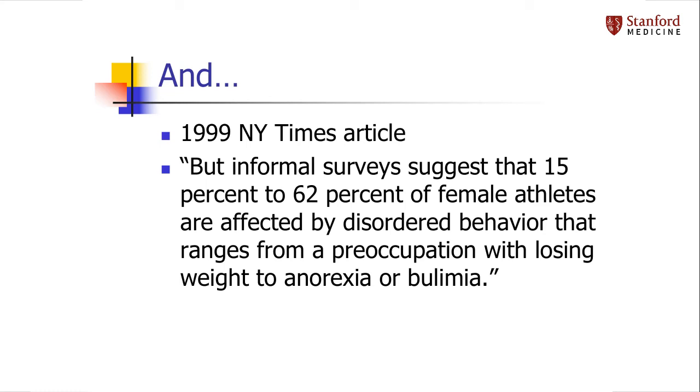Interestingly, I found the following statement in a 1999 New York Times article, and actually they got the closest to getting this right. They say, but informal surveys suggest that 15% to 62% of female athletes are affected by disordered behavior that ranges from a preoccupation with losing weight to anorexia or bulimia. Informal surveys is actually right on the money. So I know that some fact checker at the New York Times actually went back and found the original source for this statistic. A publication like the New York Times has a superb fact-checking department. Unfortunately, few scientific journals have fact-checking departments to double-check sources like this.